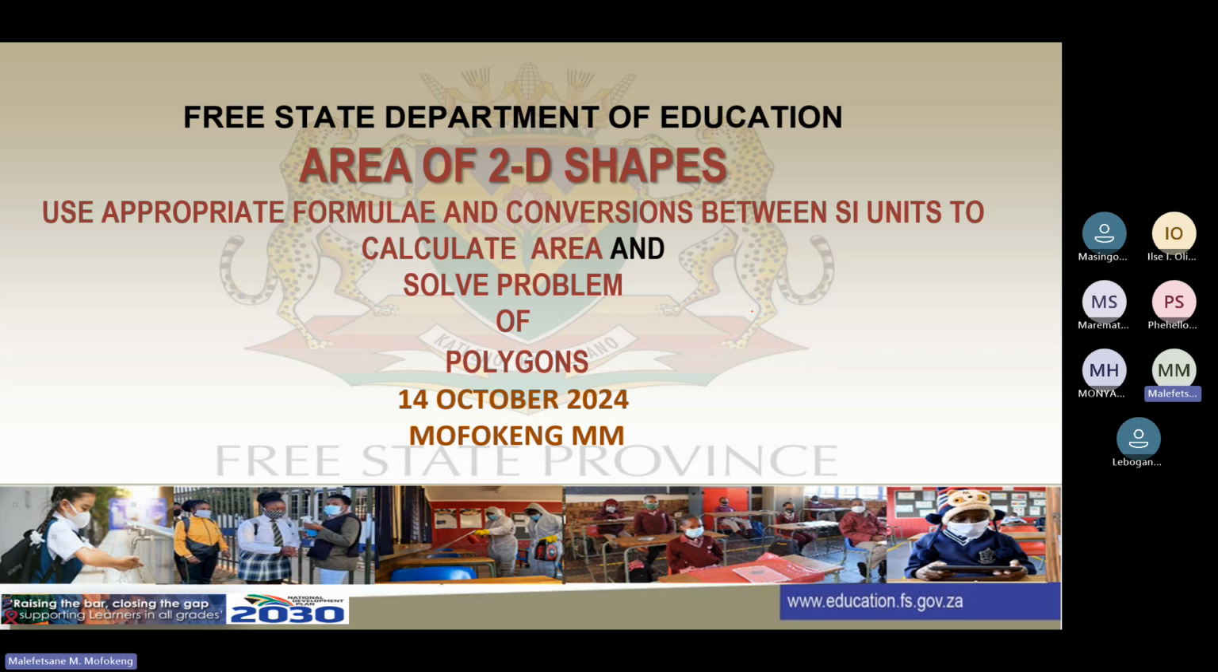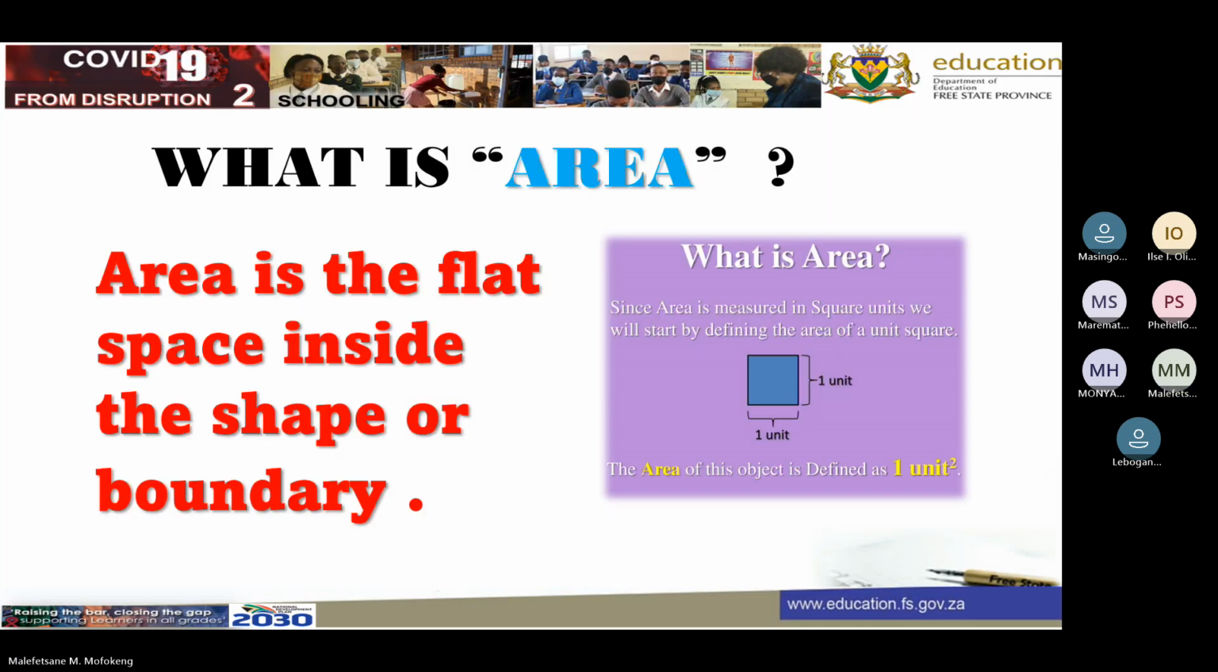Today we are going to find the area of 2D shapes by using a formula and conversion between SI units, to solve or calculate the area and solve problems of polygons. Firstly, what is an area? Area is the flat space inside the shape or inside the boundary.